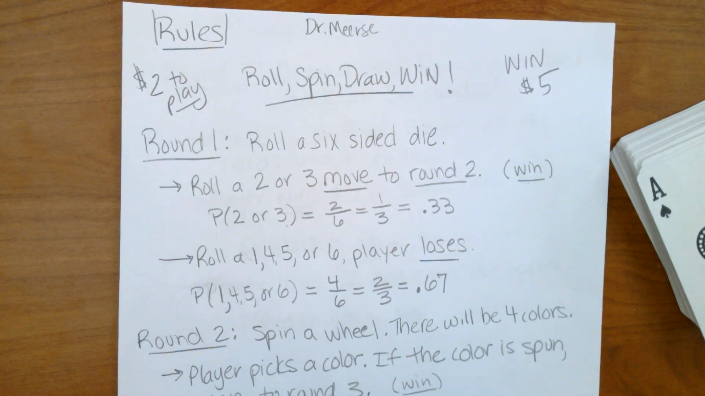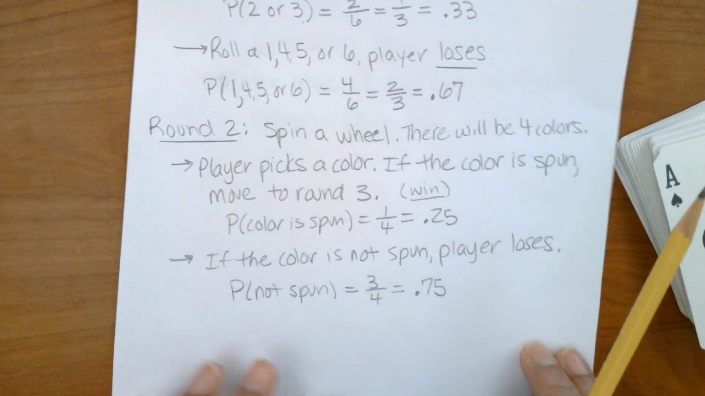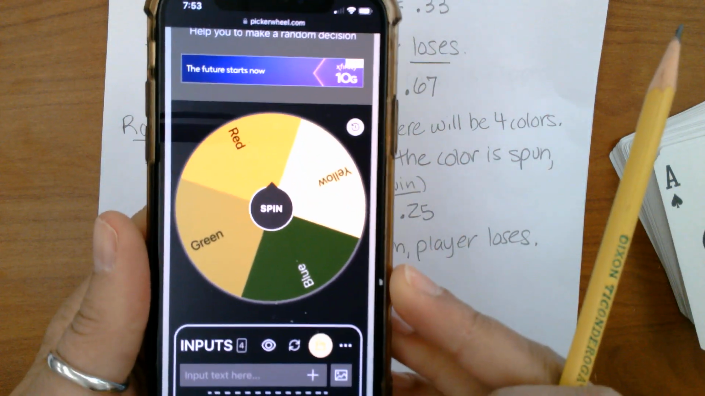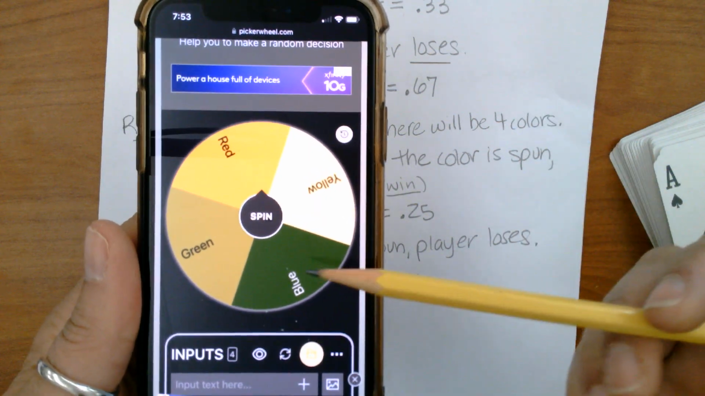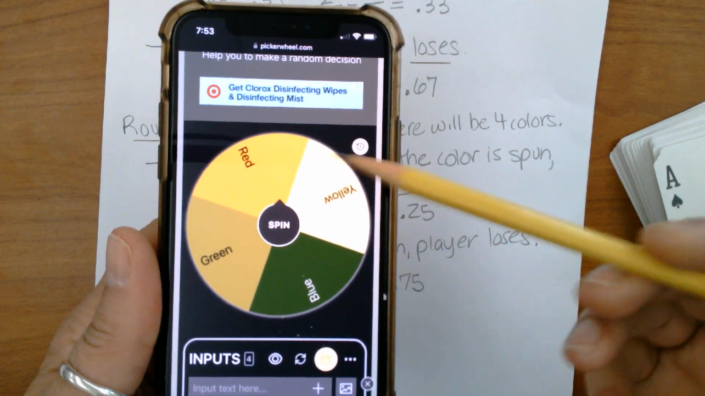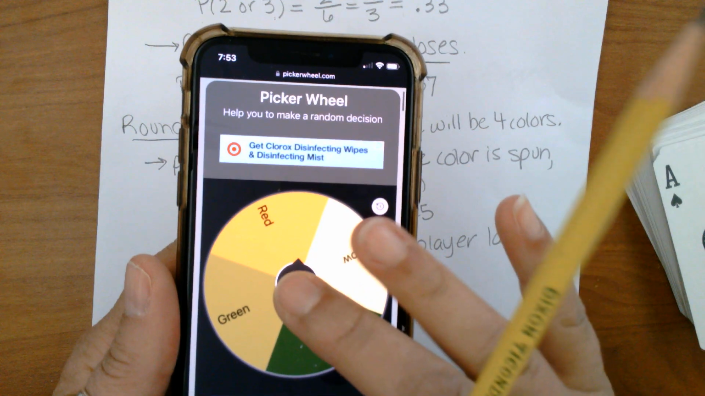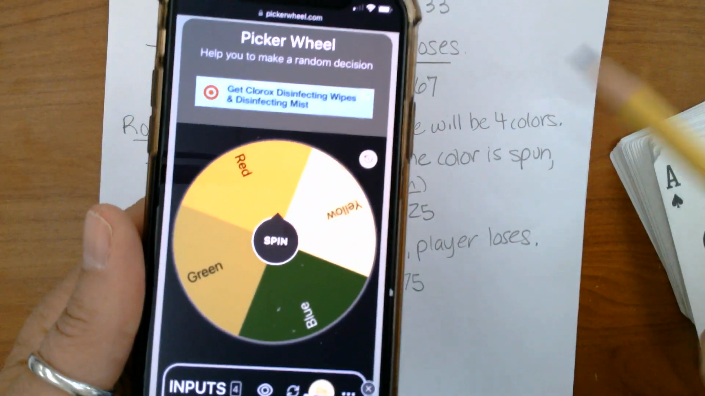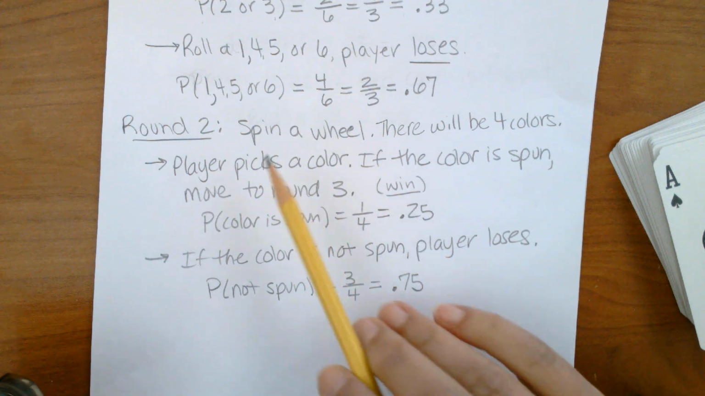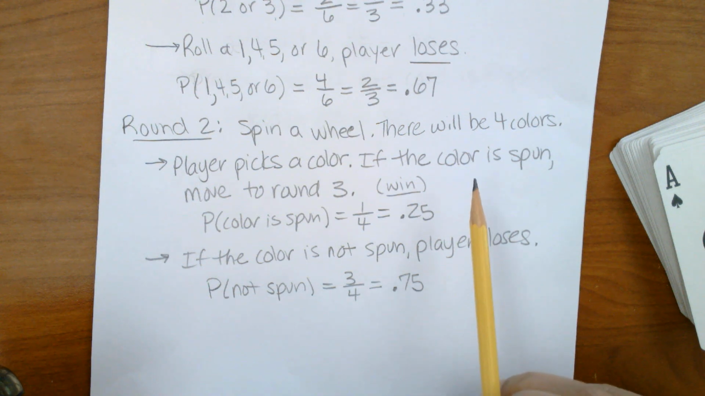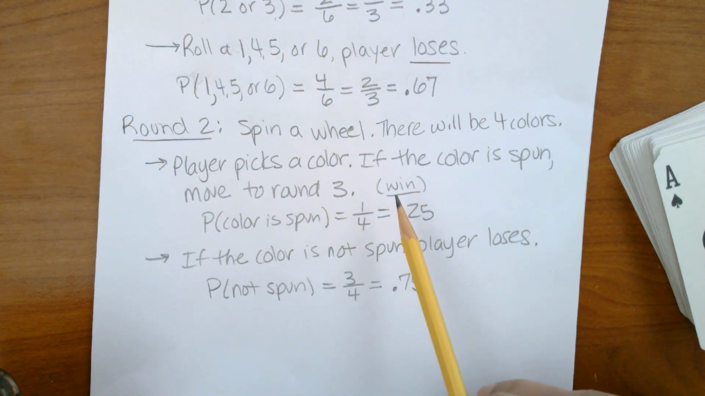So if we win and we get to move on to round 2, what's round 2? Round 2 is spinning a wheel. Now, on your phones or any type of electronic devices, you're going to be able to get different wheels. Now, I didn't color, I just wrote names of colors and all of a sudden it came up to this. So there's other spinners that you can use. So for this game, I just chose that spinner and I labeled my colors. So what the player does is they pick a color, and if the color is spun that they picked, then they get to move to round 3, which means they win round 2. They don't get any money, but they just keep playing.